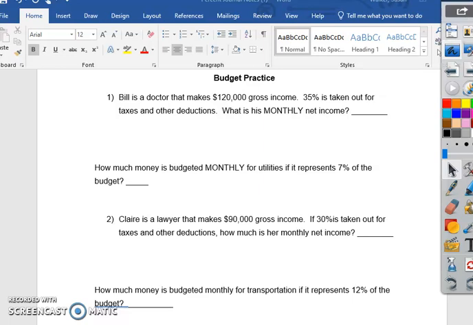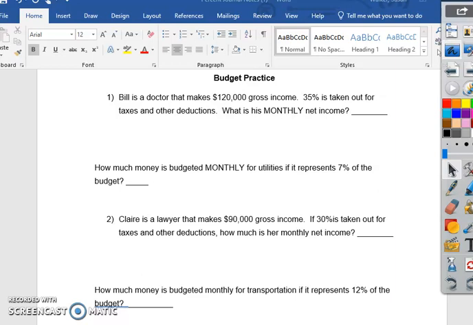Hey guys, we are going to review a little bit more for our test. So this is in your journal. It's about 5 or 6 pages from the end. We're not going to do all of it, but we are going to do a little bit of it, okay?